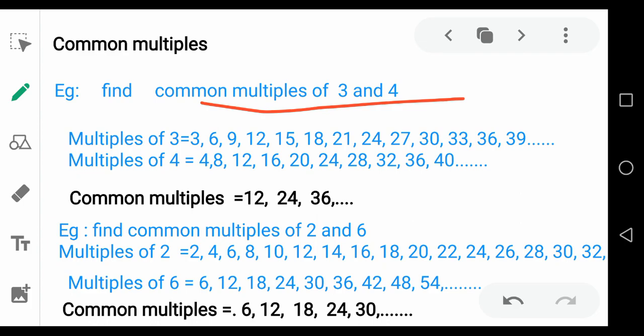So what are the multiples? 3, 6, 9, 12, 15. We can write some multiples. It will go on. I know that. But we can write till 39. So I have written till 39. Okay. If you want, you can write more. No problem. Now, what is the next number?